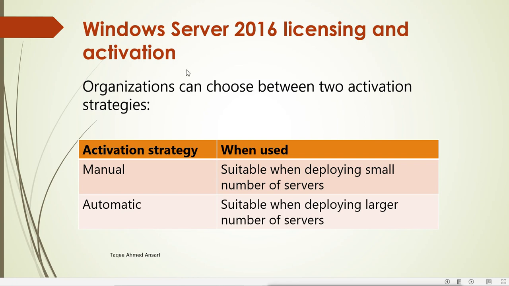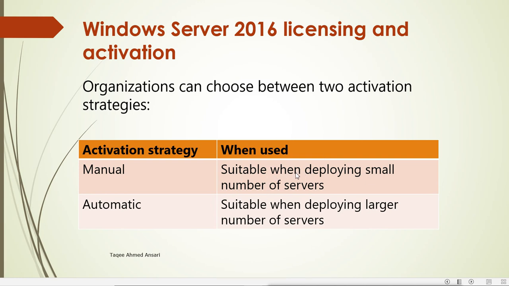For Windows Server 2016 licensing and activation, an organization can choose between two activation strategies: manual and automatic. Manual is suitable when deploying a small number of servers. If we have 2, 3, 4 or 10 servers, we can do manual activation. That means we go to each and every server and select the activation option from the settings, and then it goes to Microsoft servers and asks for the activation key, and we can provide the key and activate it.